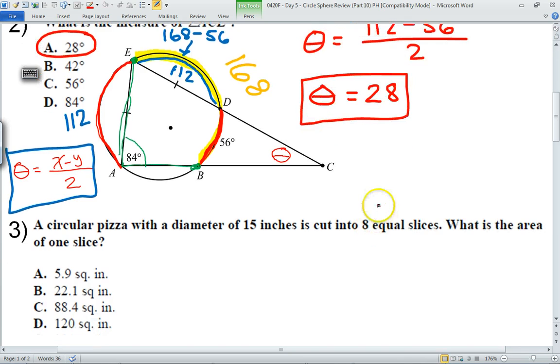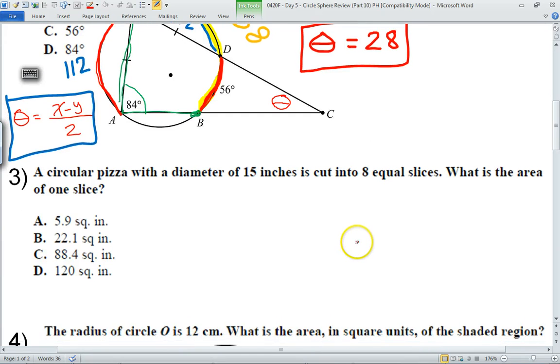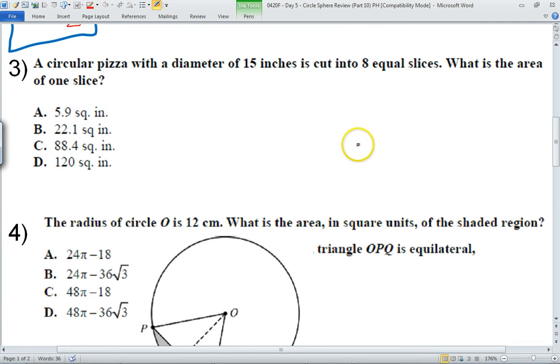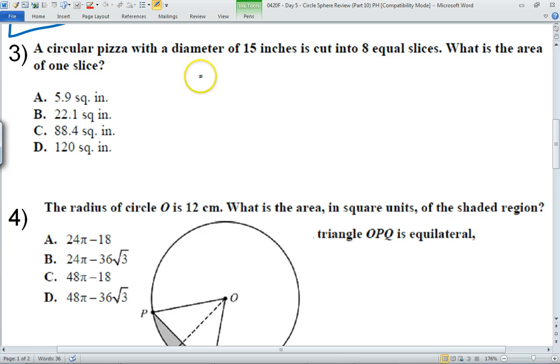Alright, let's move on to problem number 3. A circular pizza with diameter 15 is cut into 8 equal slices. What is the area of a slice? Well, the area of a slice of pizza, that's the area of a sector. So I could probably do it that way. Diameter 15.